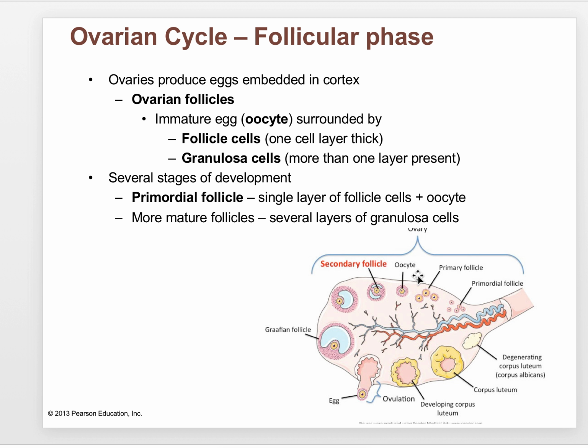So during the follicular phase, this is what's going on. The ovaries produce cells embedded in the cortex of the ovary. Ovarian follicles have an immature egg, the oocyte, surrounded by follicle cells and granulosa cells. You see the follicle cells surrounding the oocytes. There are several stages of development. This is a primordial follicle, then it becomes a primary follicle, then a secondary follicle. As it starts to get a space filled with fluid, it becomes a Graafian follicle.